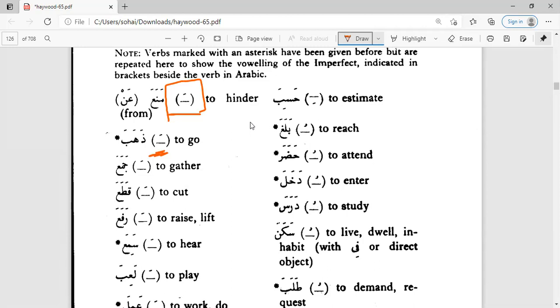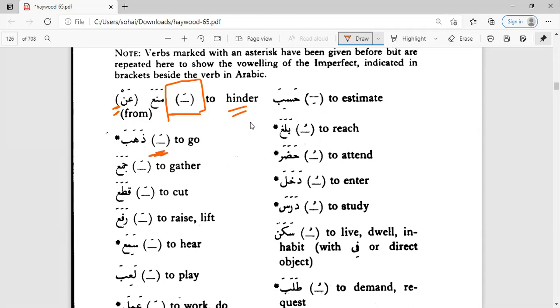Jama'a yajma'u. Qata'a. So mana'a means to hinder or prevent. And if you want to say from, so if he says he prevented from eating, you're going to use an, from. You're not going to use min, you're going to use an with this verb, because certain verbs take certain prepositions with them to mean certain things. Zahaba means to go, and its imperfect is yazhabu. Jama'a means to gather, to collect. Yajma'u is imperfect. Qata'a means to cut. Yaqta'u is imperfect.